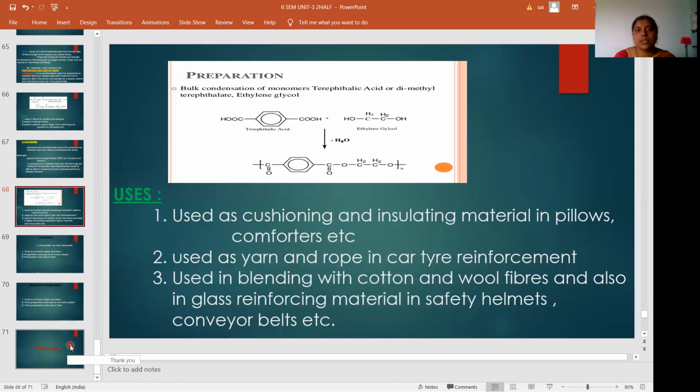Its preparation and uses. Then rubber. What is rubber? How is it extracted? How are chemicals added? What is vulcanization? What is the vulcanization process? What are the properties of natural rubber? What are the properties of vulcanized rubber? Then synthetic rubber. Today we studied preparation and uses of synthetic rubber and fiber. Okay, with this we finished the third unit.